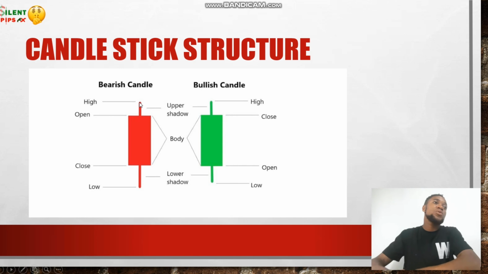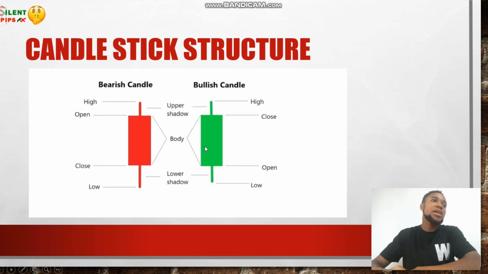After it has gotten to this top extremity, it later on falls down to the lowest extremity, and it is called the low, the lowest point where the market went to. Now the market can move up again to this point, and it finally closes. It's called the close. This is the structure of how a bearish candlestick is formed.